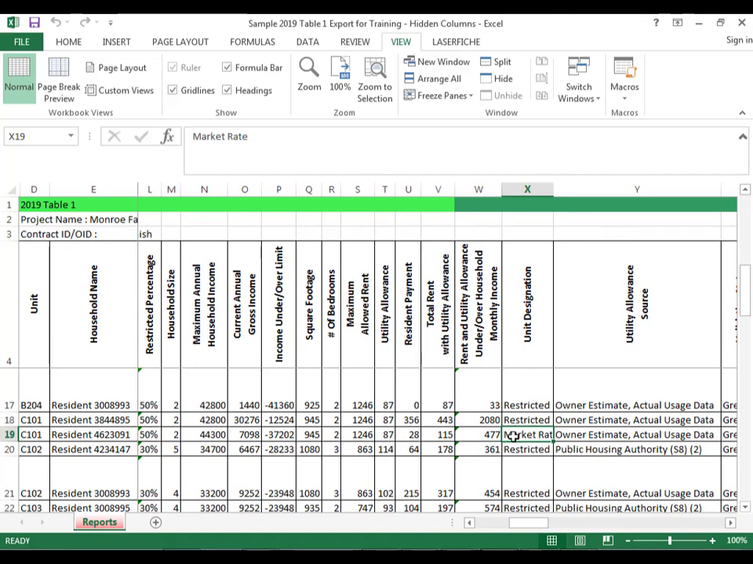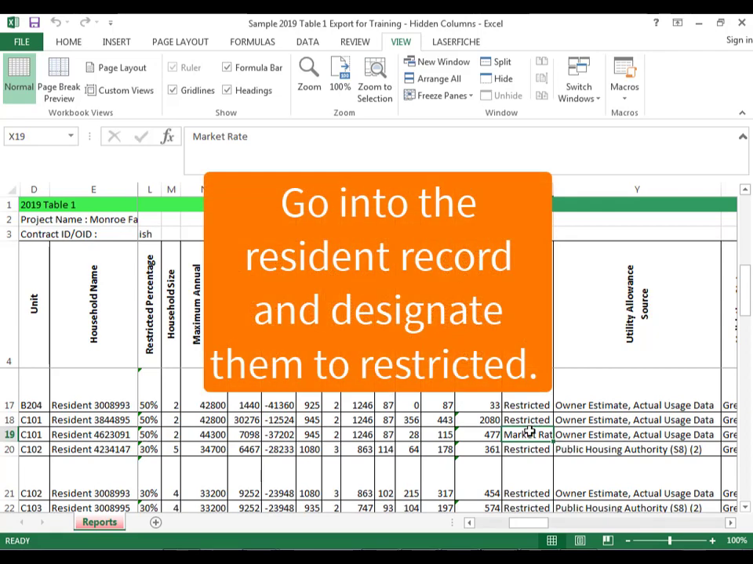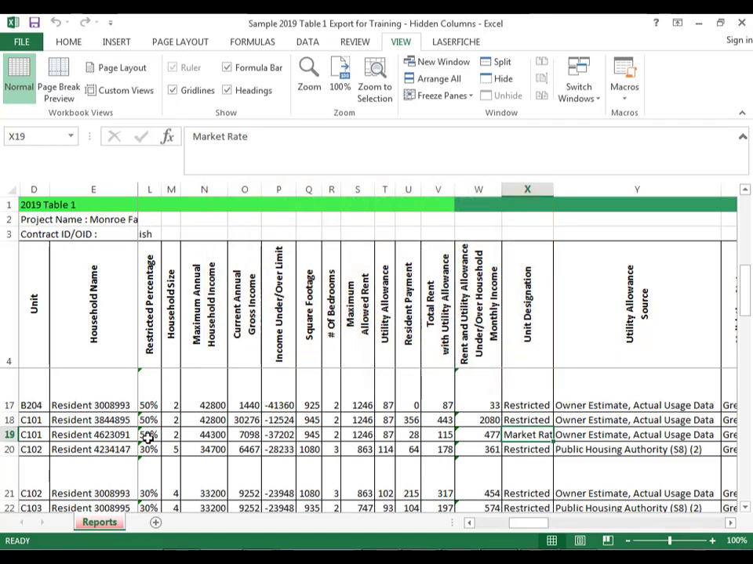And note, with having that 50% there, because it says market rate, the unit is counted as a market rate and not as a 50%. A fix for this one would be to go into the resident record, redesignate them to restricted, and then on the annual summary report, this unit would be counted as a 50% unit.